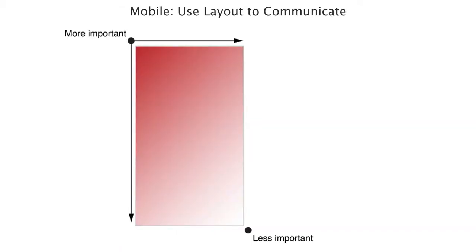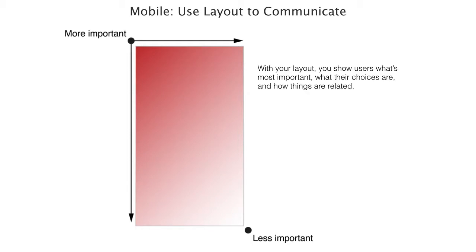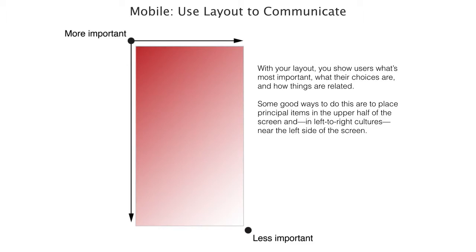So as you're designing, think of your space, and you want to do the more important stuff in the upper left hand corner where people look first, and the less important in the lower right hand corner where people look last. So with your layout, you show your users what's most important, what their choices are, and how things relate. Some good ways to do this is to place principal items in the upper half of the screen and in left to right cultures near the left side of the screen.